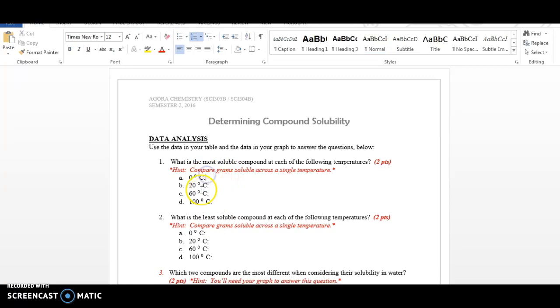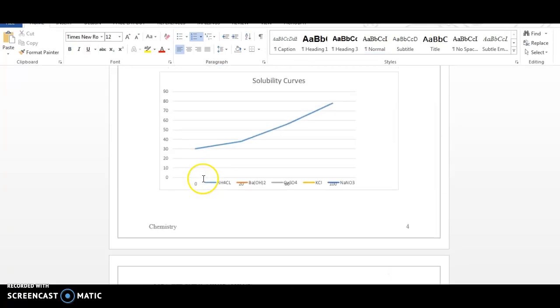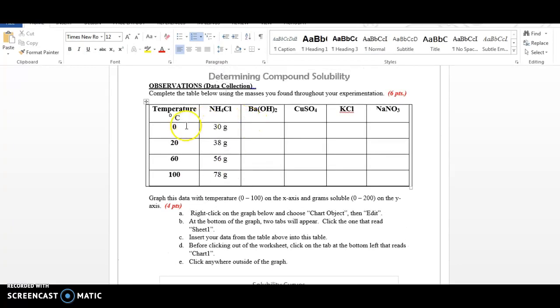So what you want to do for 0 degrees Celsius, come up to your table right here, and whichever of these compounds has the highest number, so this one says 30 grams, and you guys should have all of these filled out. Whichever one is the highest will be the one that's the most soluble. That means that the water was able to dissolve that many grams of the substance. So then you'll do the same thing with 20 degrees, 60 degrees, and 100 degrees.